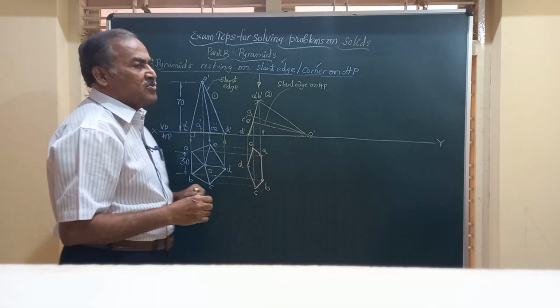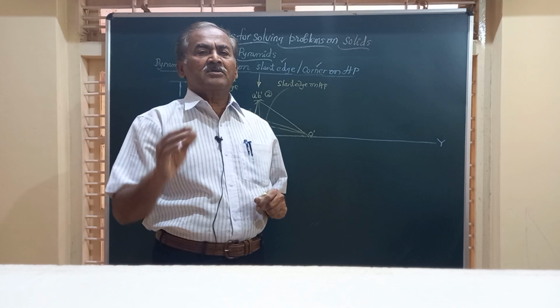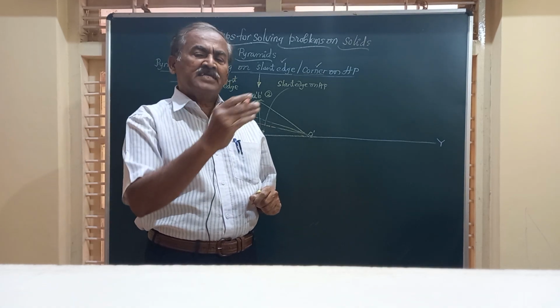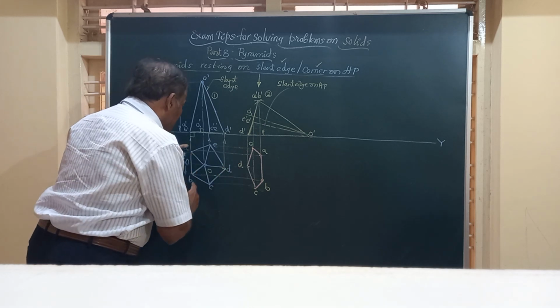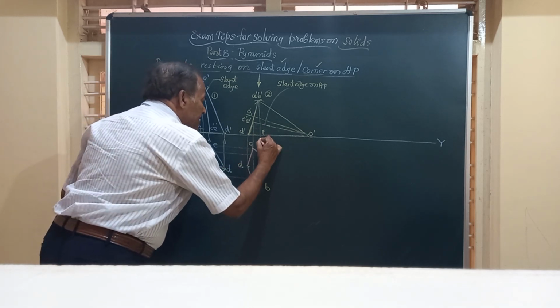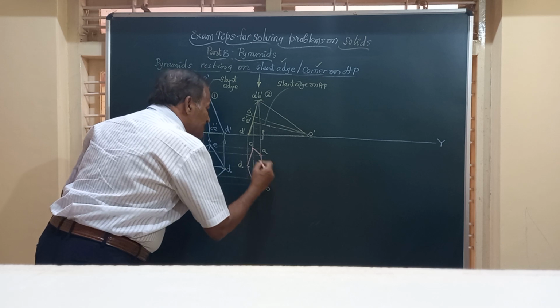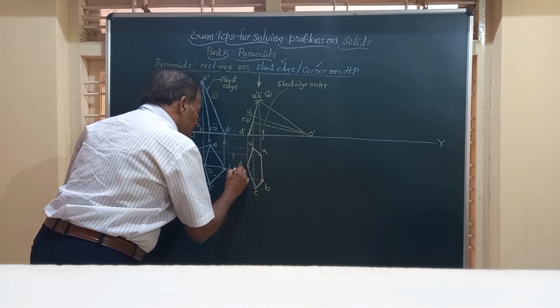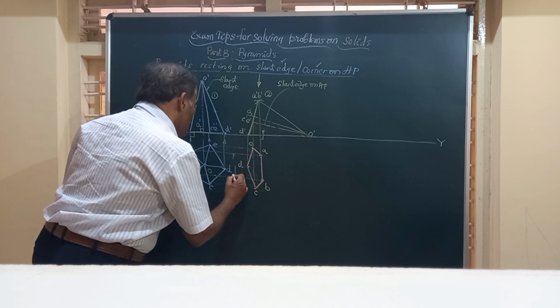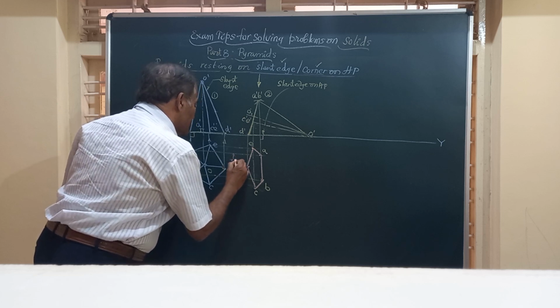This is how the base of the solid looks in the top view. That means it's again a pentagon but distorted. But the dimension, that is AB, which is perpendicular to VP, will have the same dimension. That I will show here. This AB is equal to 30. I can show here, friends.